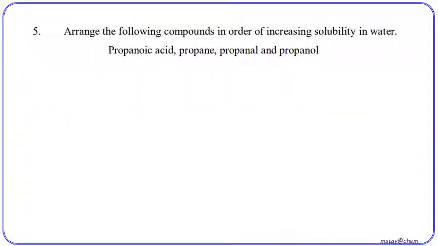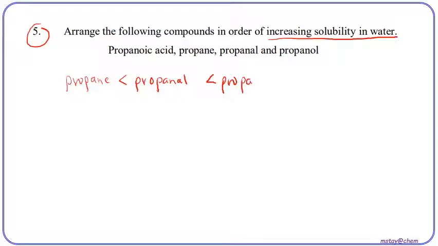Let's continue with tutorial question number 5. Arrange the following compounds in order of increasing solubility in water. So the one which is least soluble in water is the propane, followed by propanal, followed by propanol, and then the most soluble in water is propanoic acid.